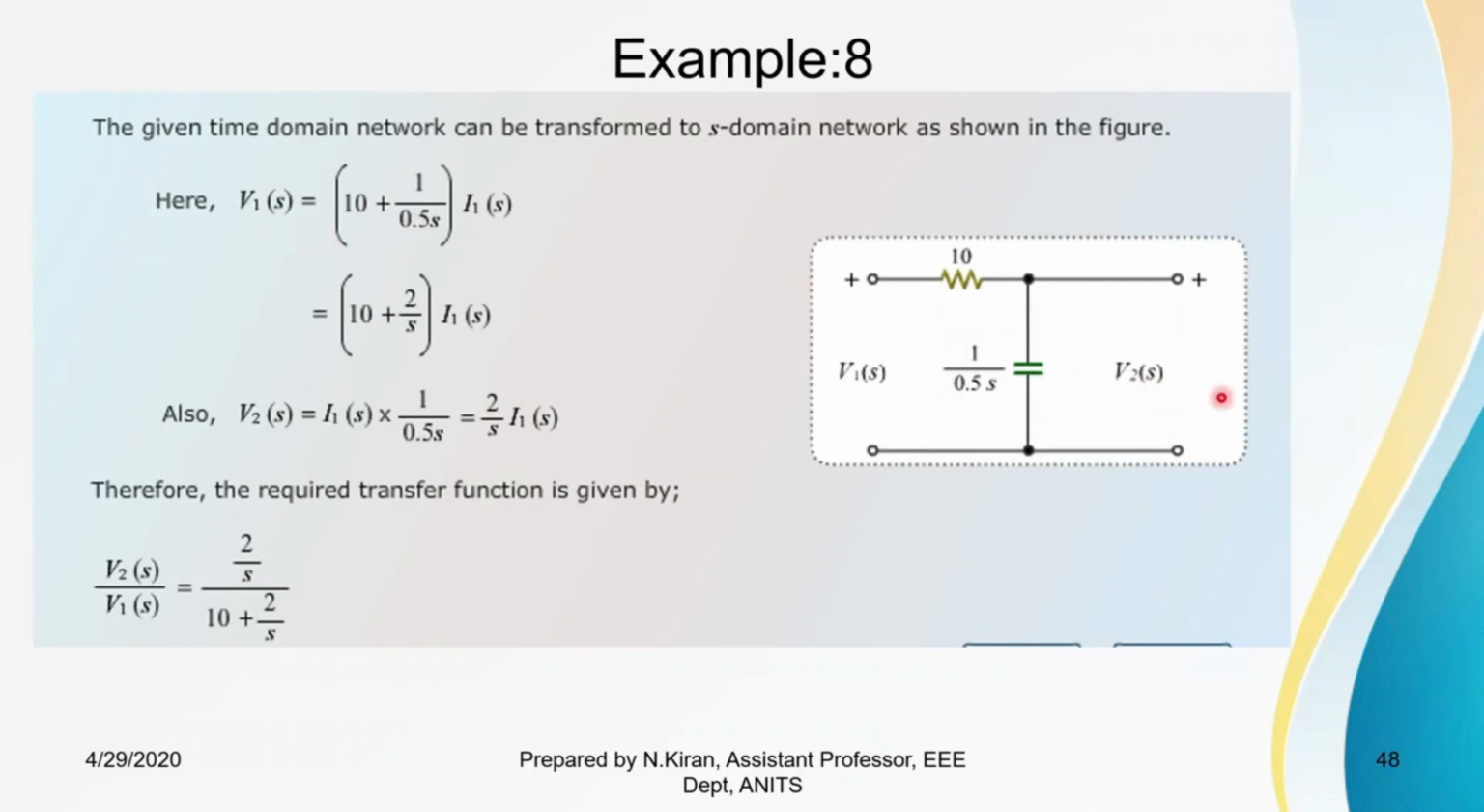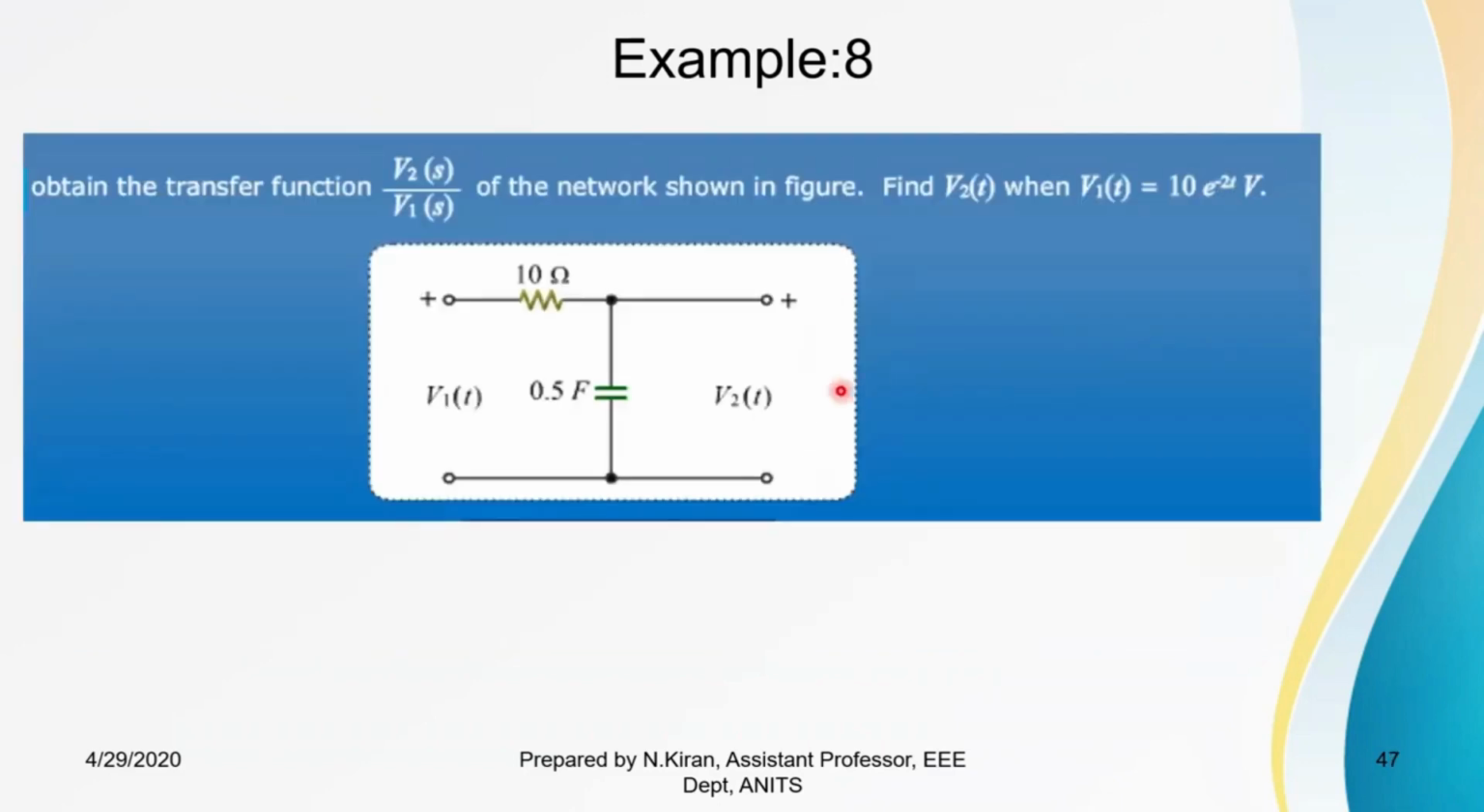Since there is no load connected, as I told you earlier, assuming V1 to be an energy source connected between these two terminals, we assume that the current flowing in this is 0, since there is no load connected to the second port.